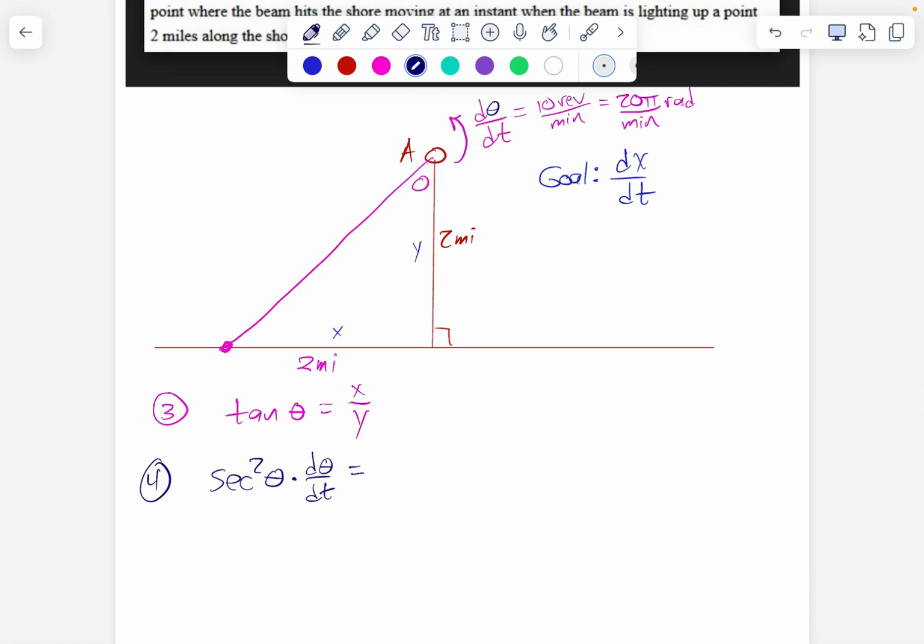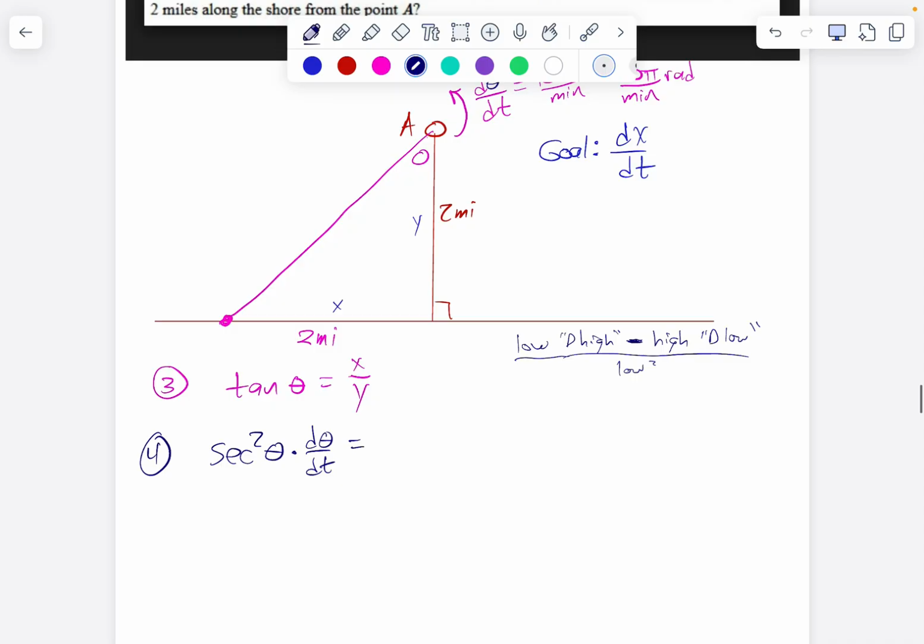X and y. Well, y is a constant, but not x, right? So we need to take the derivative of both, and then we can say that y is a constant. Yeah, quotient rule. So remember, quotient rule is low d high minus high d low over low squared. Remember the quotient rule?